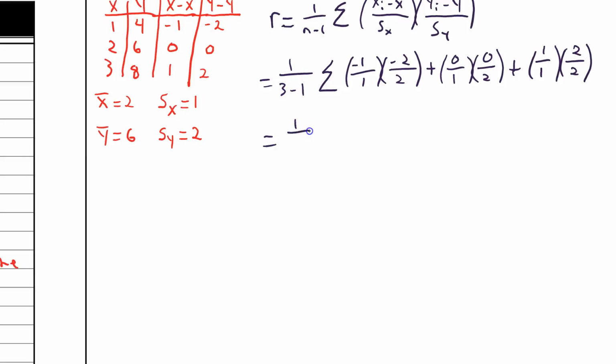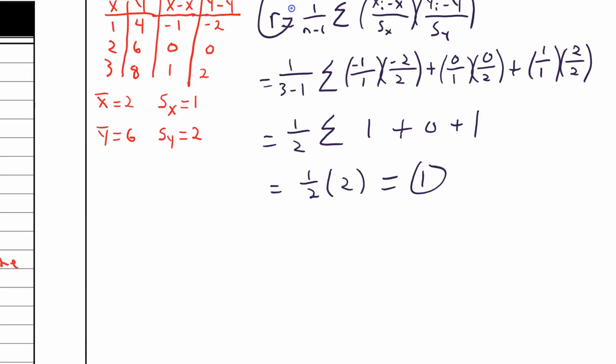1 over 2, sum of, this is negative 1, this is negative 1, that product is a positive 1. Of course we have 0 here. Positive 1 times positive 1, again positive 1. 1/2 times this sum is 2, and half of 2 is indeed 1. So we see that r is 1 as we knew in the beginning.